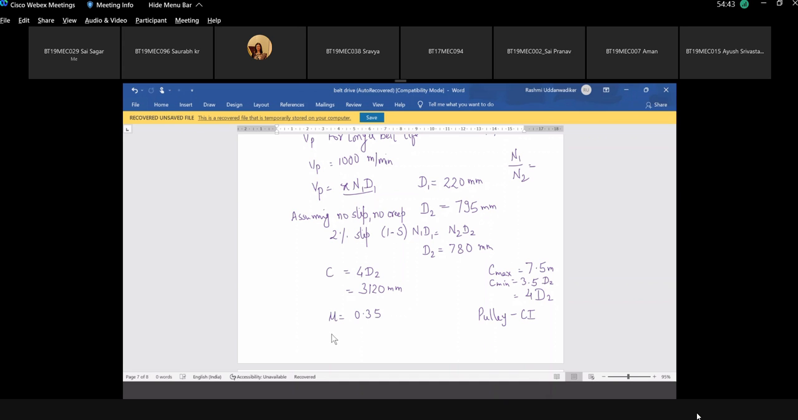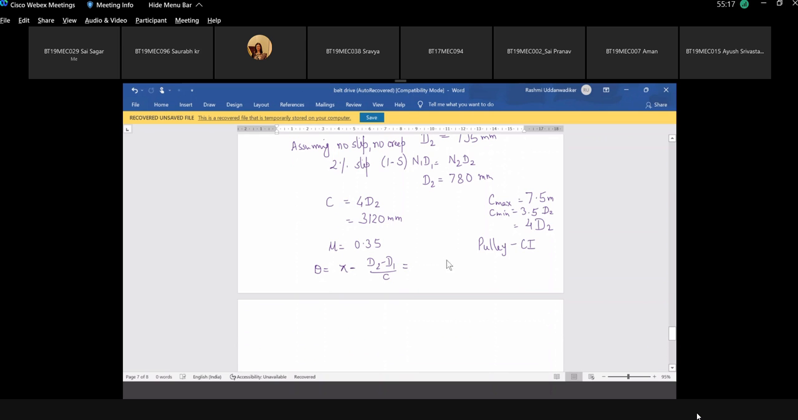What next? We have to find the value of theta, so that we get the ratio of belt tension. So theta for the smaller pulley, you know, is pi minus (D2 minus D1) by C. You will get it in radians, convert it into degree, or give me the answer in radians. Both the diameters you know, center distance you know, give me the value of theta.